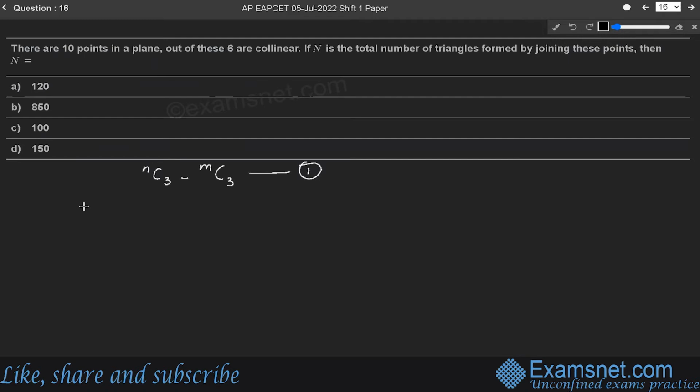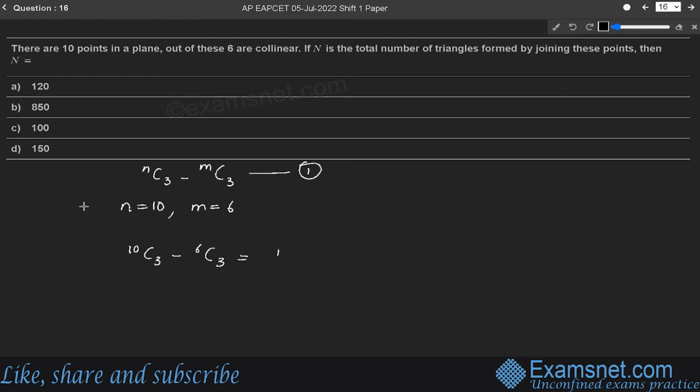It is given that there are 10 points in a plane, out of which 6 are collinear. So from here, we get the value of n is equal to 10, and out of which 6 are collinear, so m will be 6. We have already supposed in the starting that the total number of points is n, and out of that m are collinear. Substituting these values in equation 1, we get 10C3 minus 6C3.